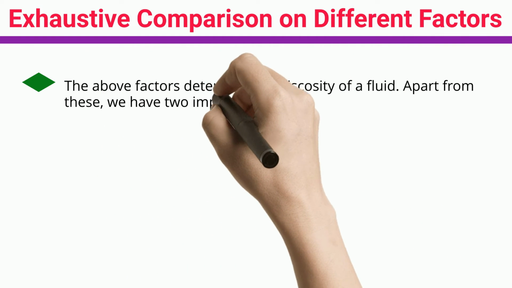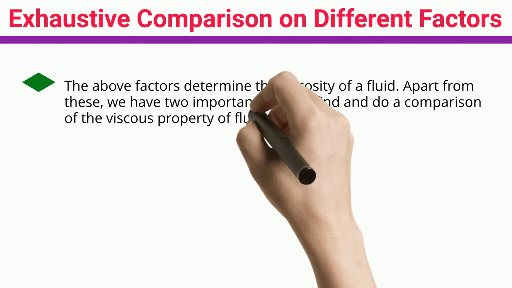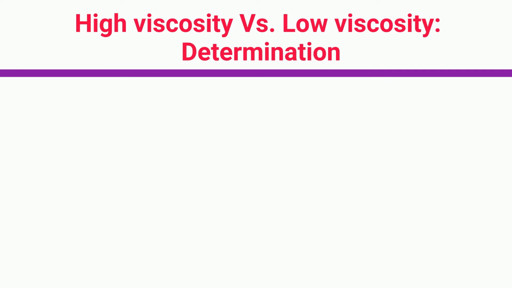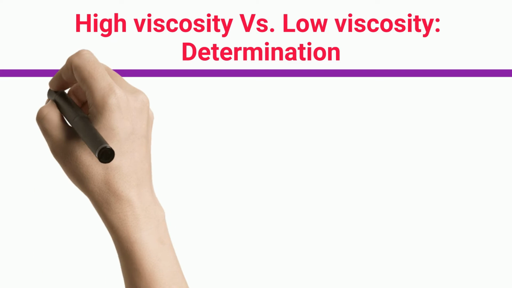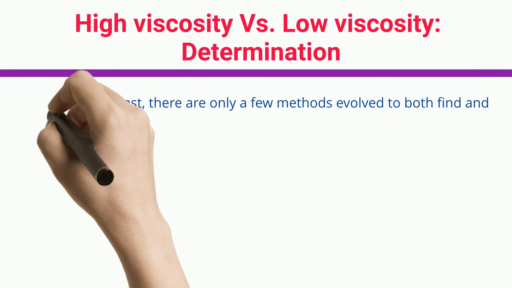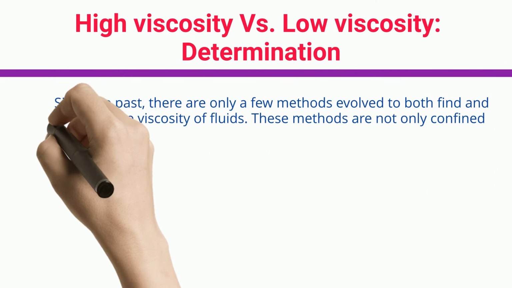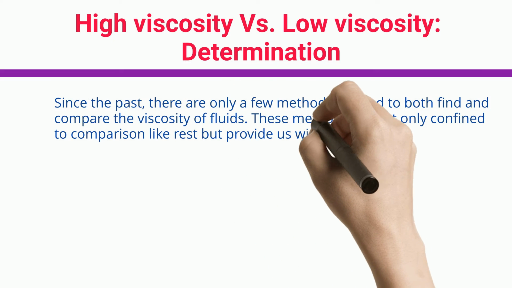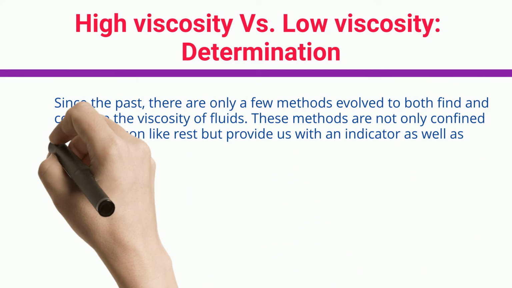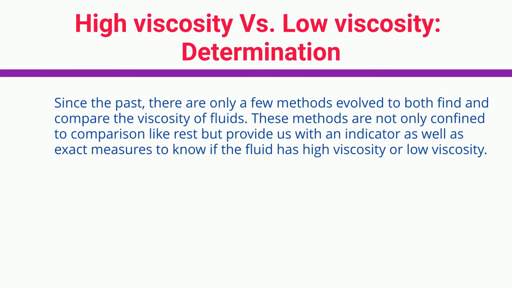Apart from these, we have two important ways to find and compare the viscous property of fluids. High viscosity versus low viscosity determination. Since the past, only a few methods have evolved to both find and compare the viscosity of fluids. These methods are not only confined to comparison like the rest, but provide us with an indicator as well as exact measures to know if the fluid has high viscosity or low viscosity.